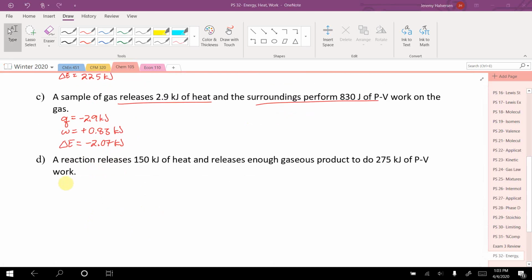And the last one here, Q, W, delta E. A reaction releases 150 kilojoules of heat, so negative 150 kilojoules of heat, and releases enough gaseous product to do 275 kilojoules of PV work. So the system does the PV work, so it's negative, which means my total change in energy is going to be negative 425 kilojoules.